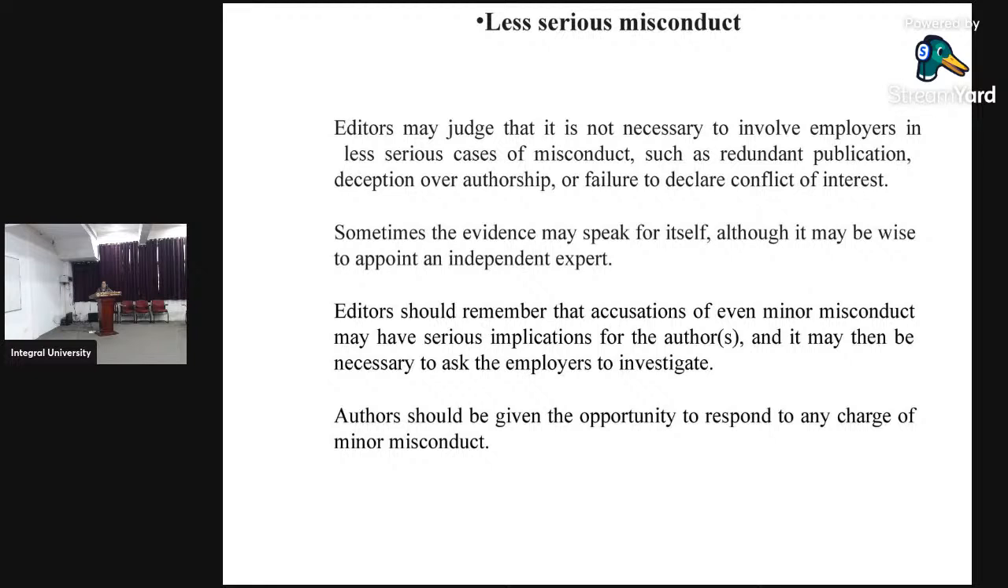Sometimes the evidence may speak for itself, although it may be wise to appoint an independent expert. Editors should remember that accusations of even minor misconduct may have serious implications for the authors, and it may then be necessary to ask the employers to investigate. Authors should be given the opportunity. Every time the authors have the right to respond.